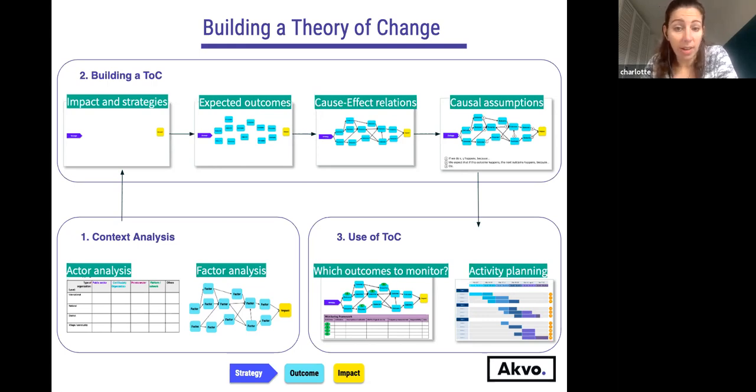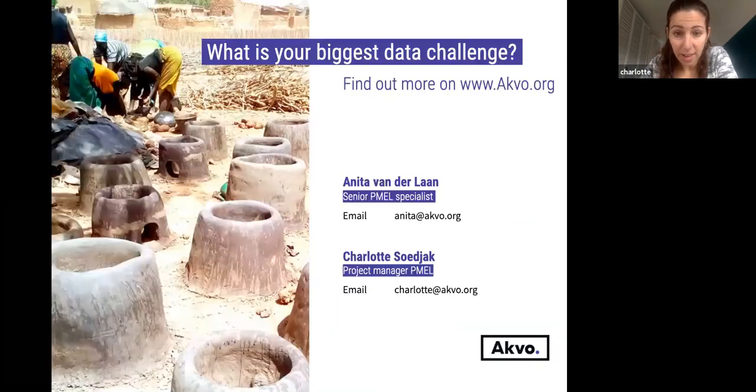And that's really when it's finished, and then you can start using a theory of change to point what outcomes you need to monitor. You can start formulating indicators, and also you can start to plan your activities. So I think that was a very quick introduction of the methodology, at least. But rather than just sending information, perhaps it's nice to answer some questions as well.